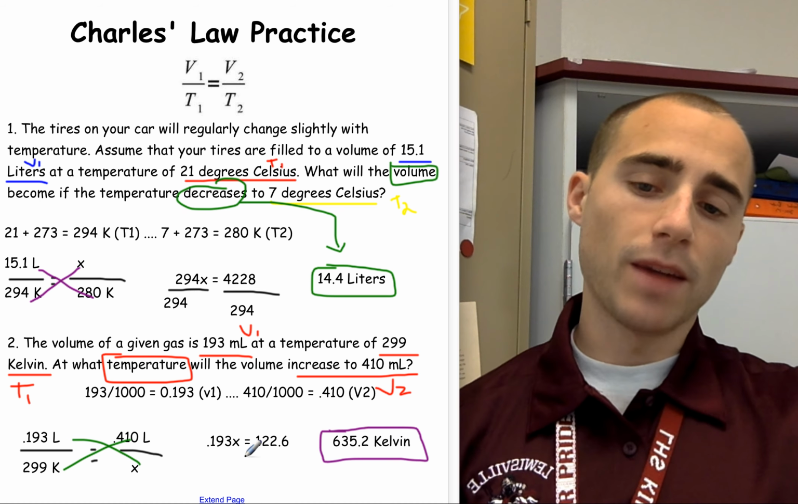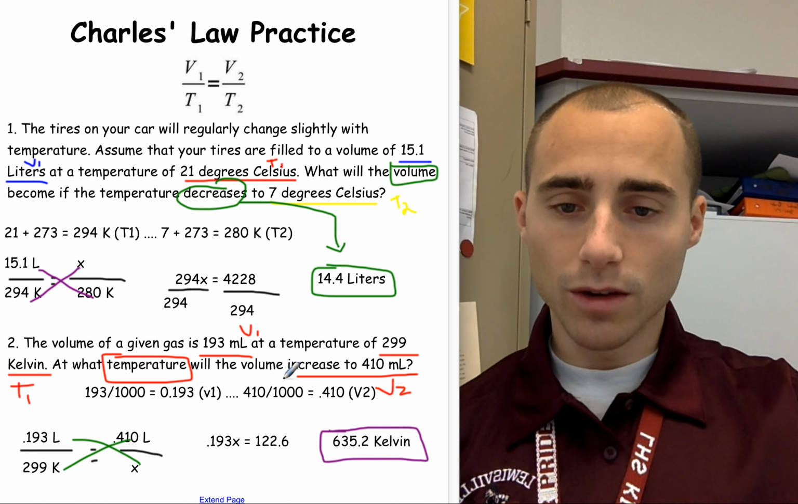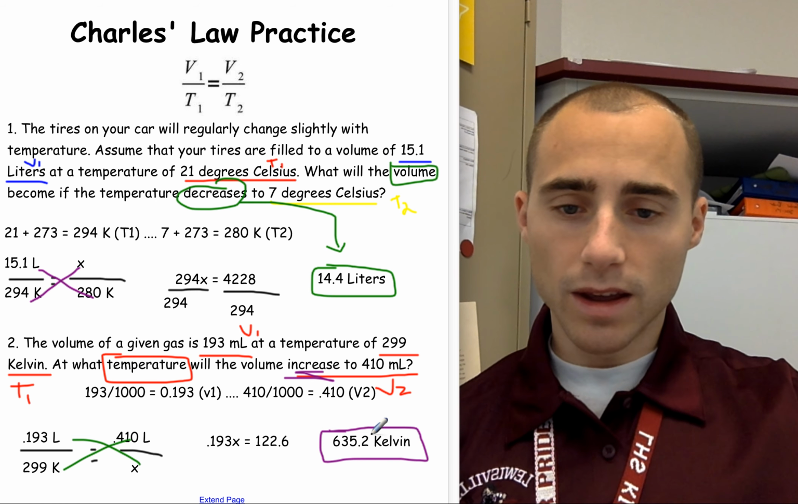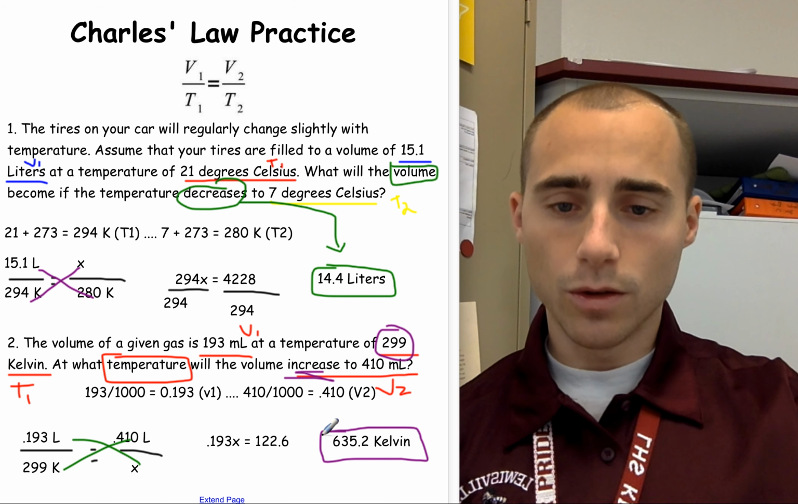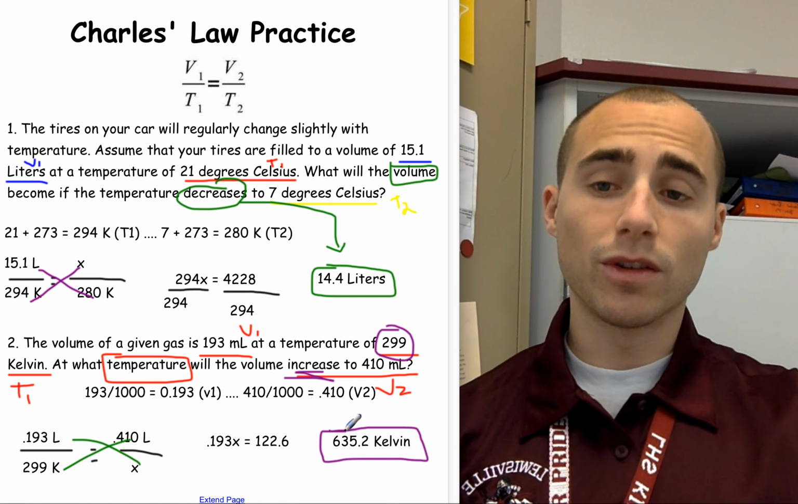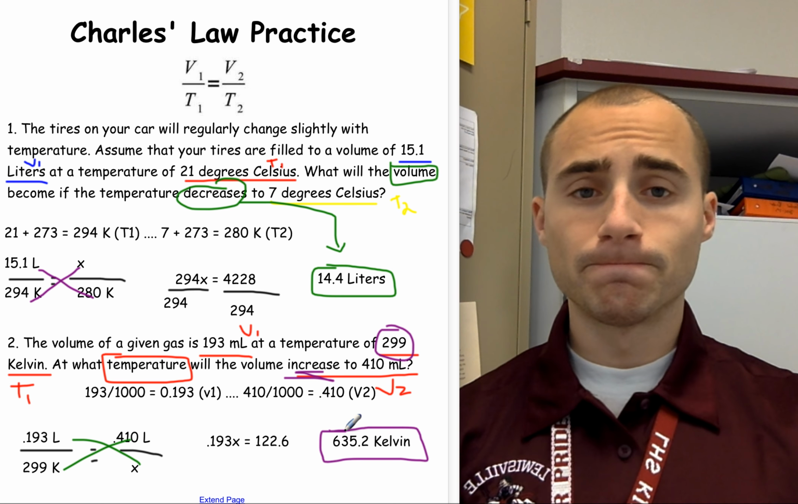Now don't forget to divide by 0.193 here. Let's see if it still matches. At what temperature will the volume increase to 410? We see that our temperature increased from 299 to 635.2, so the relationship continues. There's numbers 1 and 2 for your Charles Law practice. Good luck.